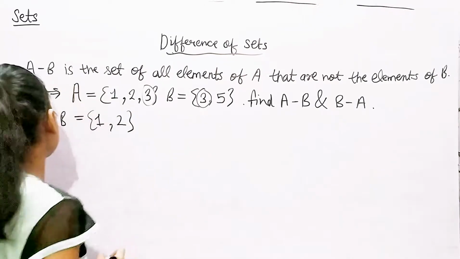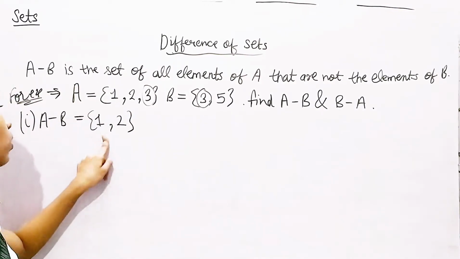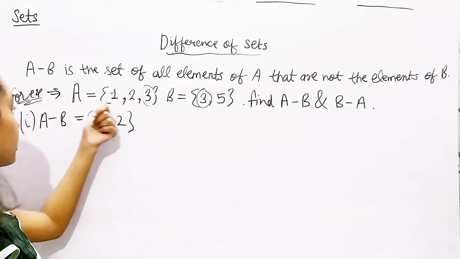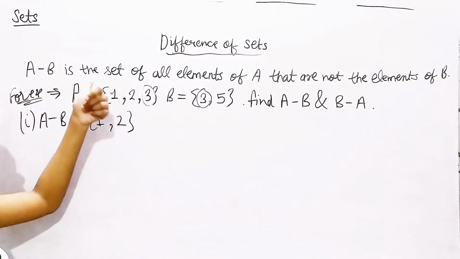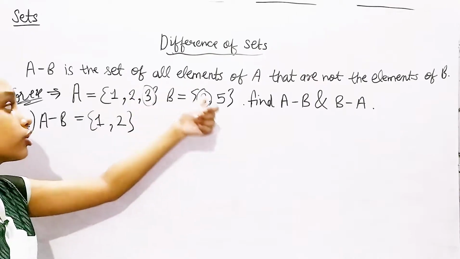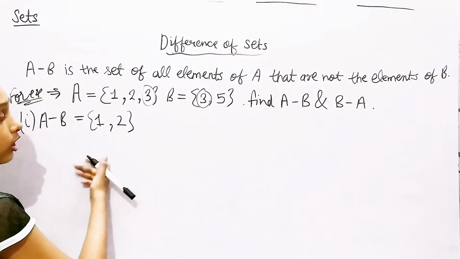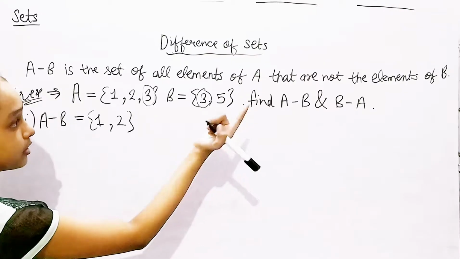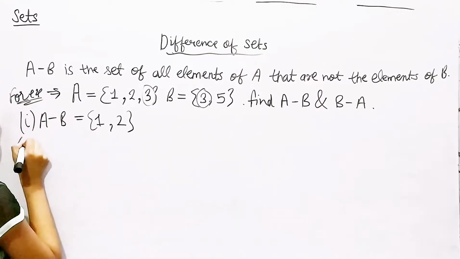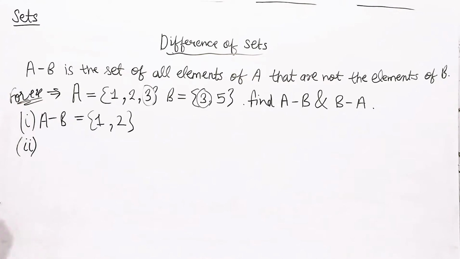What I will say is that A minus B is equal to the elements 1 and 2. That's it, because 1 and 2 are elements of A, but these elements don't belong to set B. Now the second part we're going to solve is B minus A.